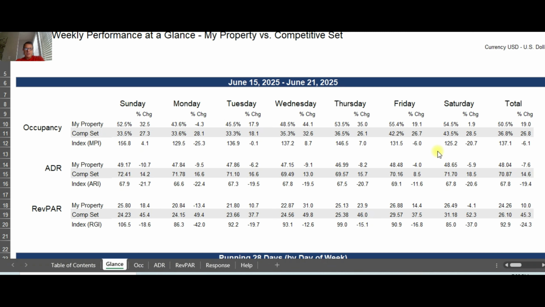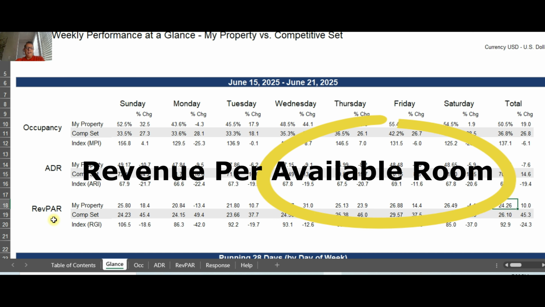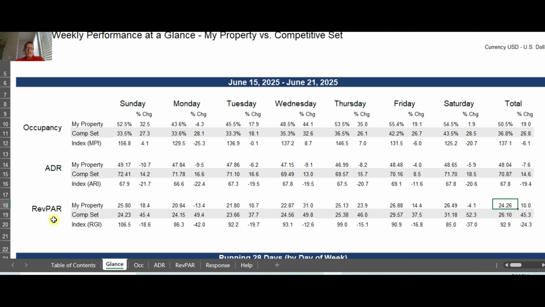Okay, we're looking at a weekly STR report here, for the week of June 15th through the 21st. The area that I want to focus on in this report is this RevPAR area down here at the bottom. Now, for those of you who don't know, RevPAR stands for revenue per available room, not occupied room, but available room. So it looks at the property as a whole.